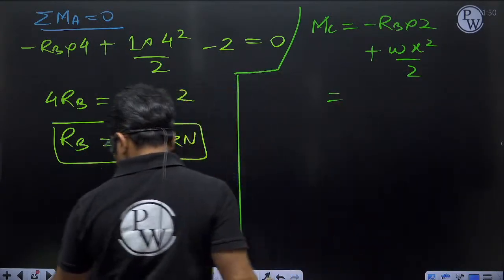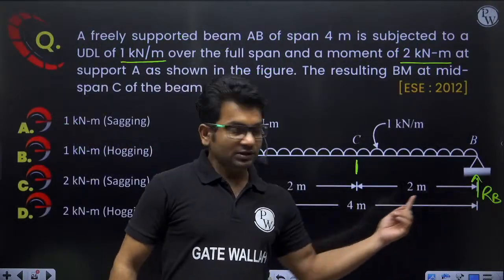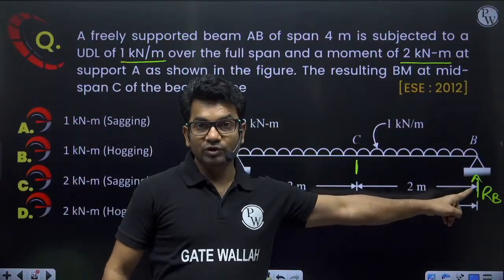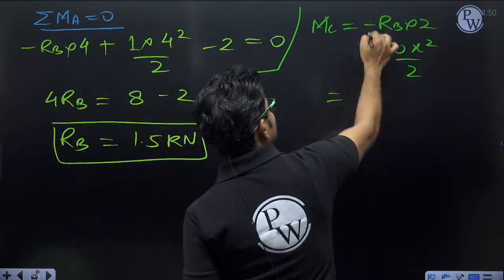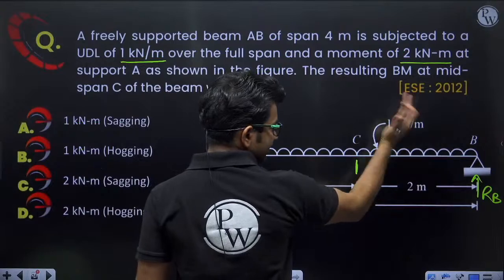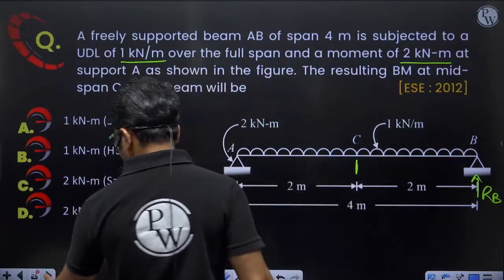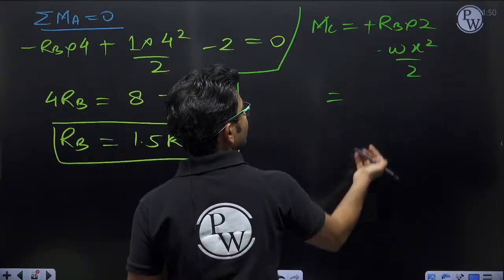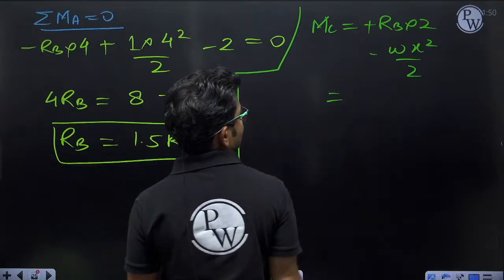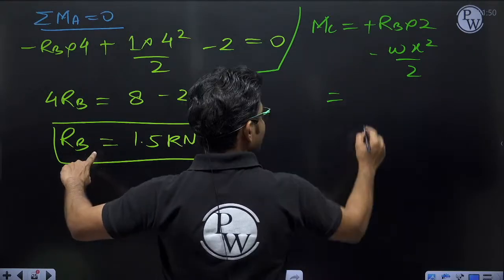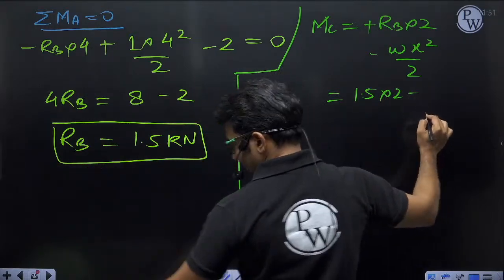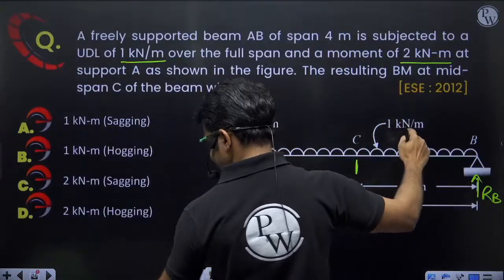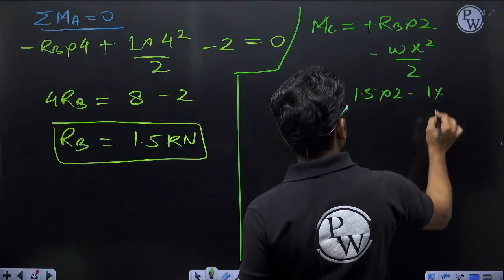Perpendicular distance of RB, oh, but I have to take bending moment. So for bending moment, RB will be giving me positive bending moment because RB will be giving me sagging bending moment, and this UDL will be giving me negative bending moment. I have to consider minus. Okay. What is the value of RB? RB is 1.5. 1.5 into 2 minus W. W is how much? 1, minus 1 into x square by 2.